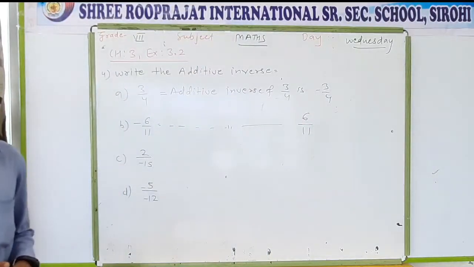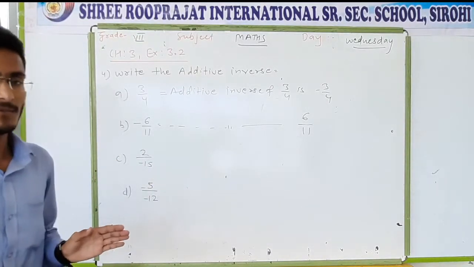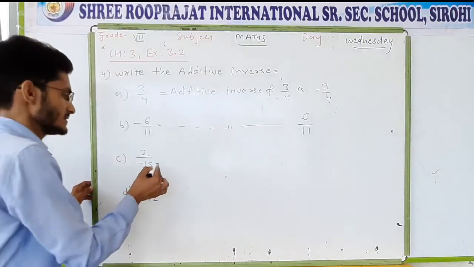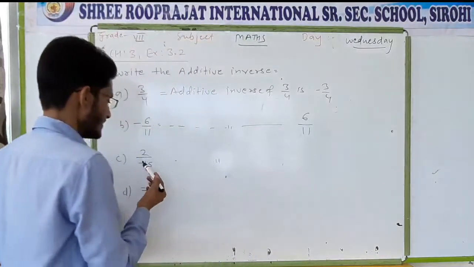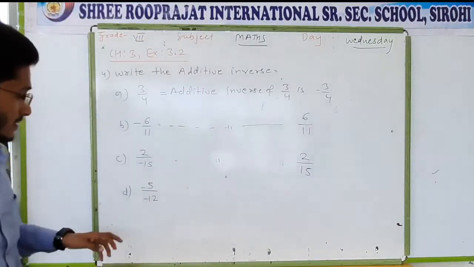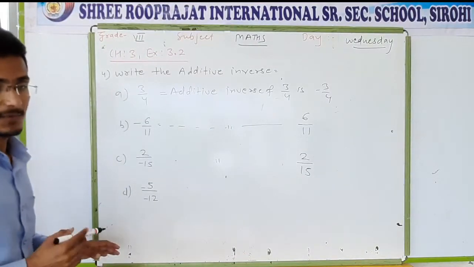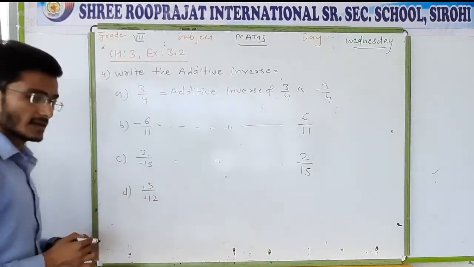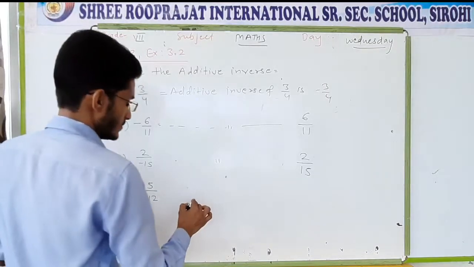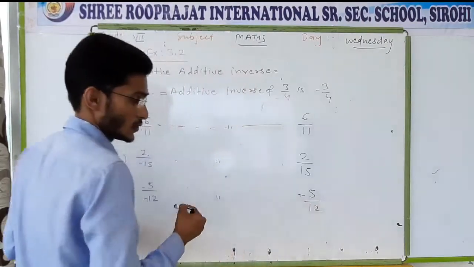Next one, 2 by minus 15. Whether the negative sign is given in the numerator, denominator or anywhere, it will be a negative number. If the sign is given only one time, that means it is a negative number. So the answer will be 2 by 15. And the last one, it is given minus 5 and minus 12. Both are negative. That means in reality it is a positive number, because minus divided by minus is positive, so there is no sign of negativity. So the answer will be minus 5 by 12.